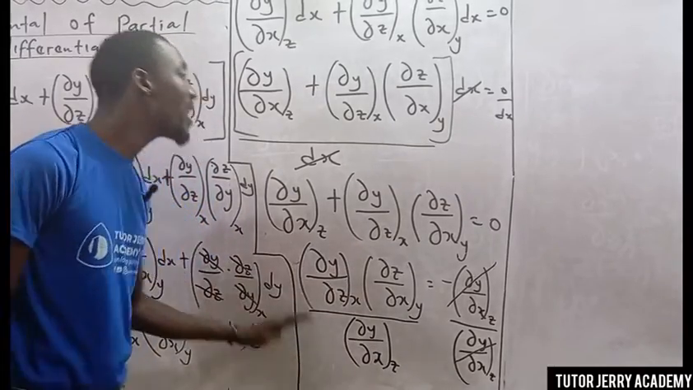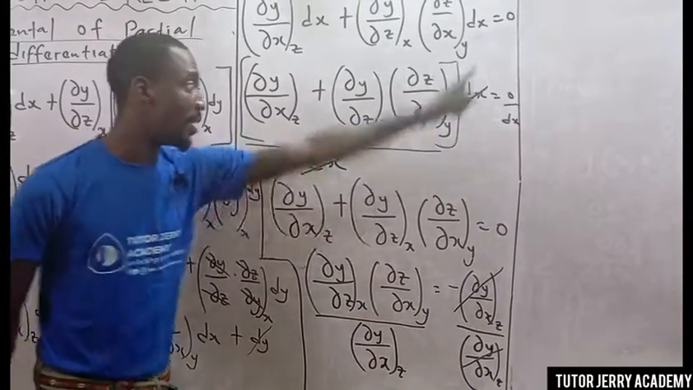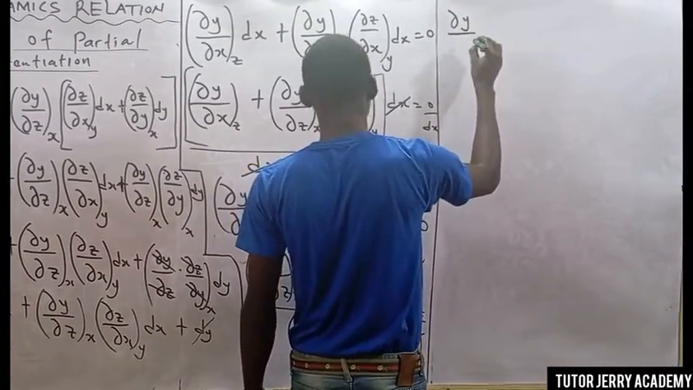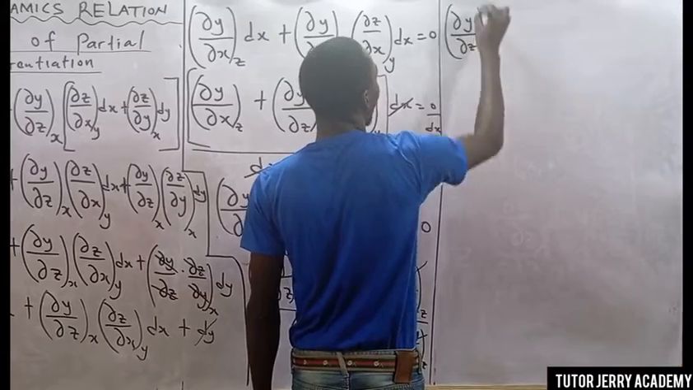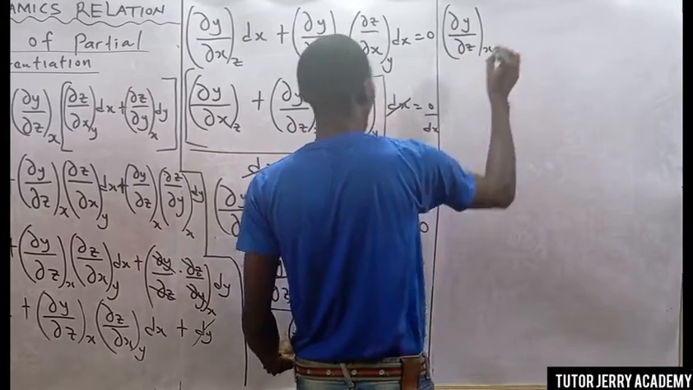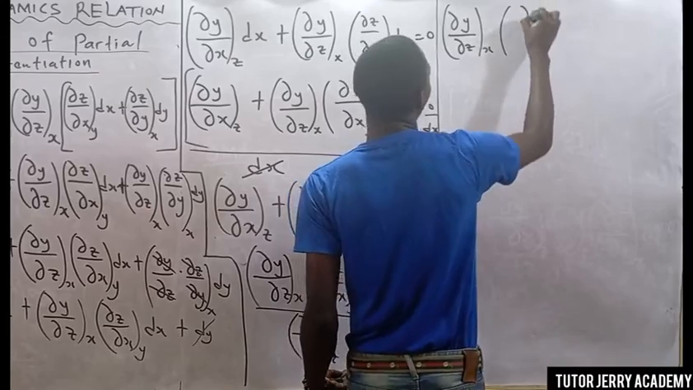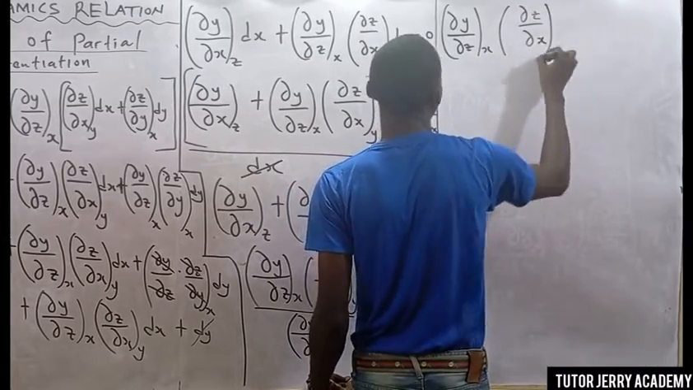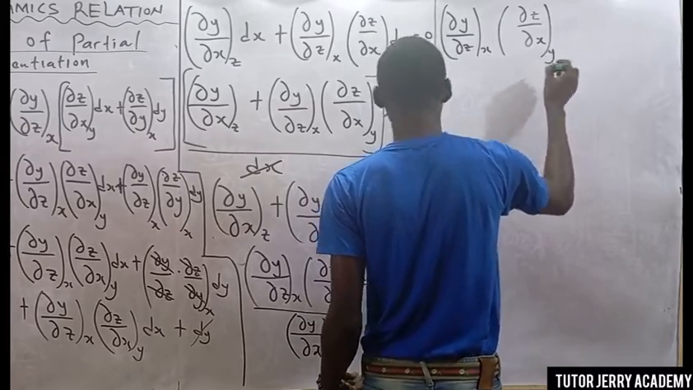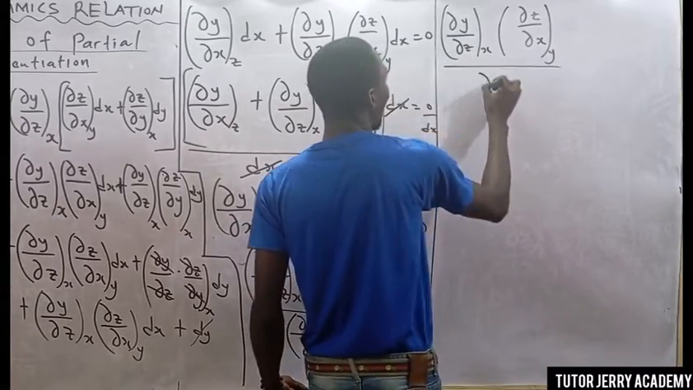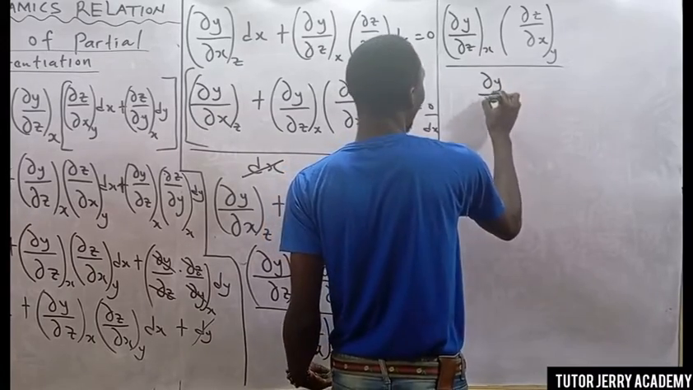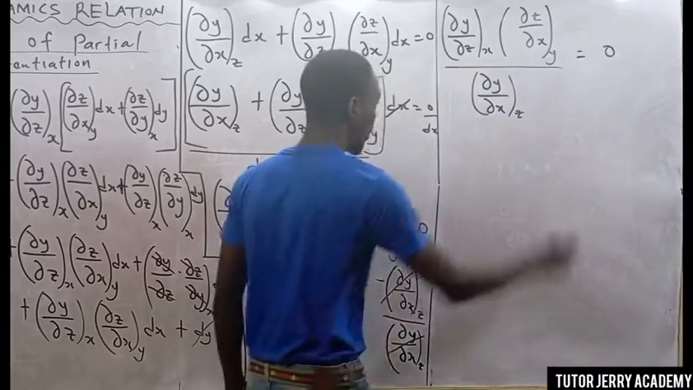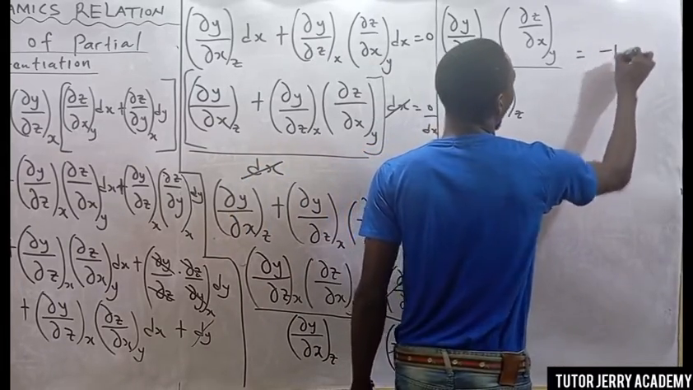So let me rewrite everything that is here. So we are going to have partial derivative of y all over the partial derivative of z, keeping s constant, into partial derivative of z all over the partial derivative of s, keeping y constant, all over partial derivative of y all over the partial derivative of s, keeping z constant, everything equals to what? Sorry, minus 1. All right.